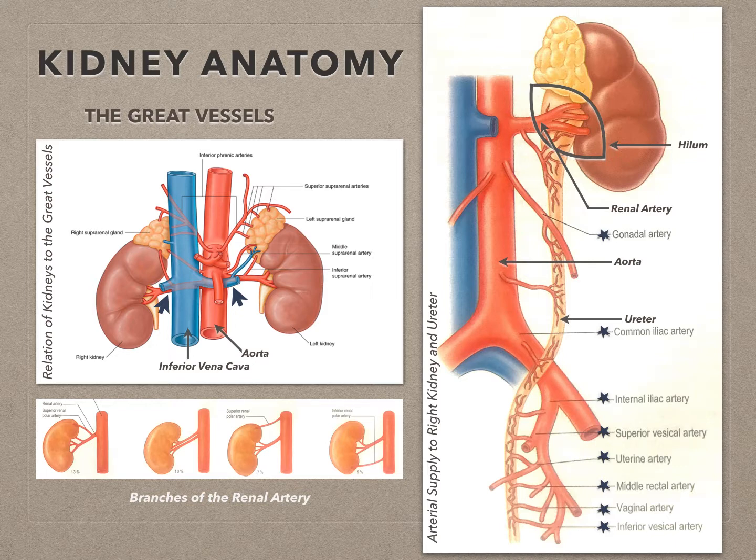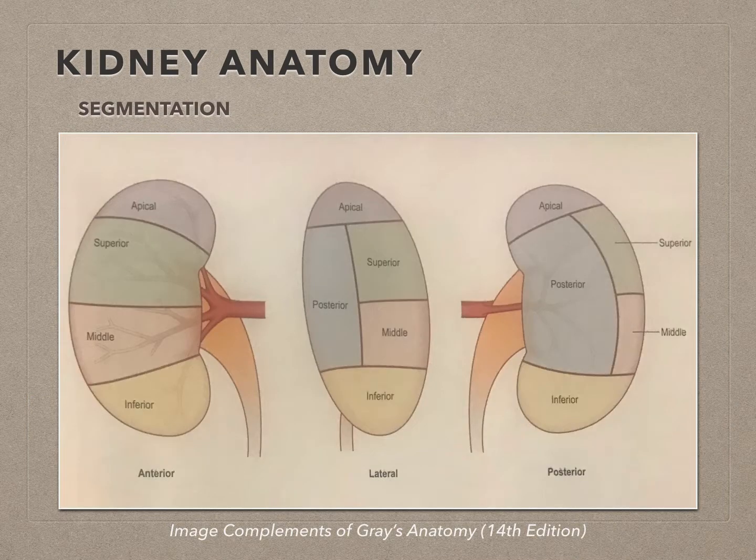Although, a fun fact, some people have branches of the renal artery in various patterns, as shown at the bottom of the slide. Lastly, near the renal hilum, each artery divides into an anterior and posterior division, which divides again into segmental arteries supplying the renal vasculature segments.